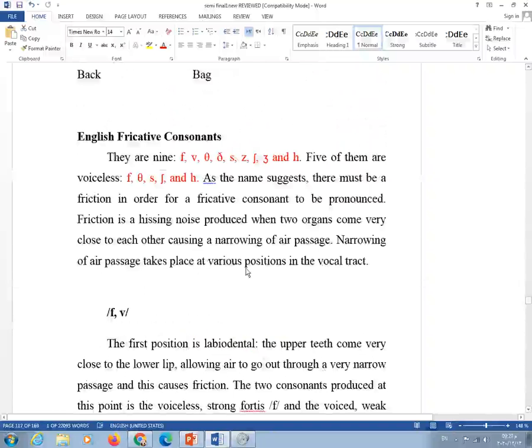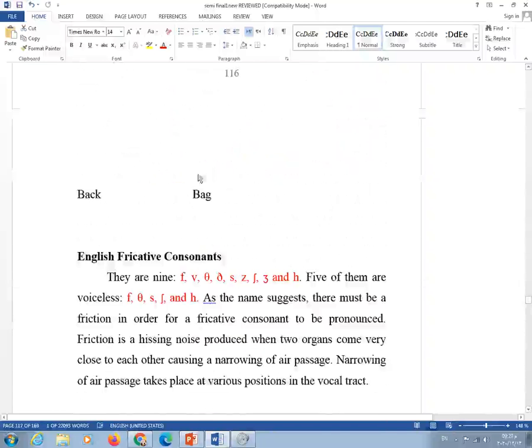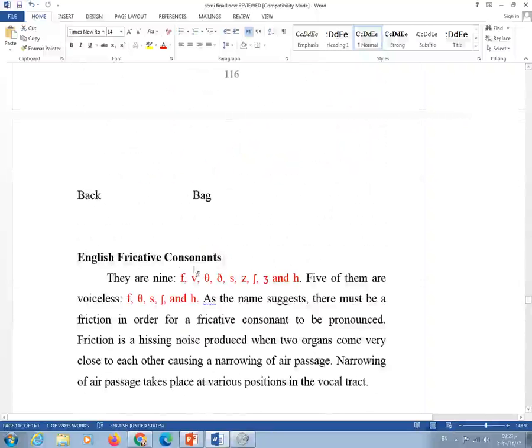So we have how many? 6 plosive consonants. Now let's move on to the second group, which is the English fricative consonants. As you see, they are 9. And let's read aloud: f, v, s, z, sh, zh, ch, j, and h. Okay, and 5 of them are voiceless, only noise: f, s, sh.